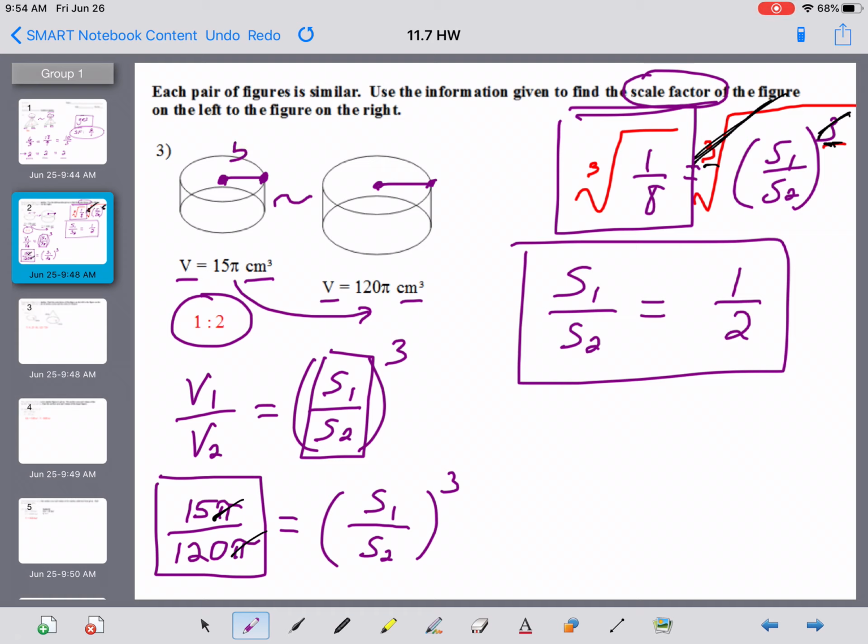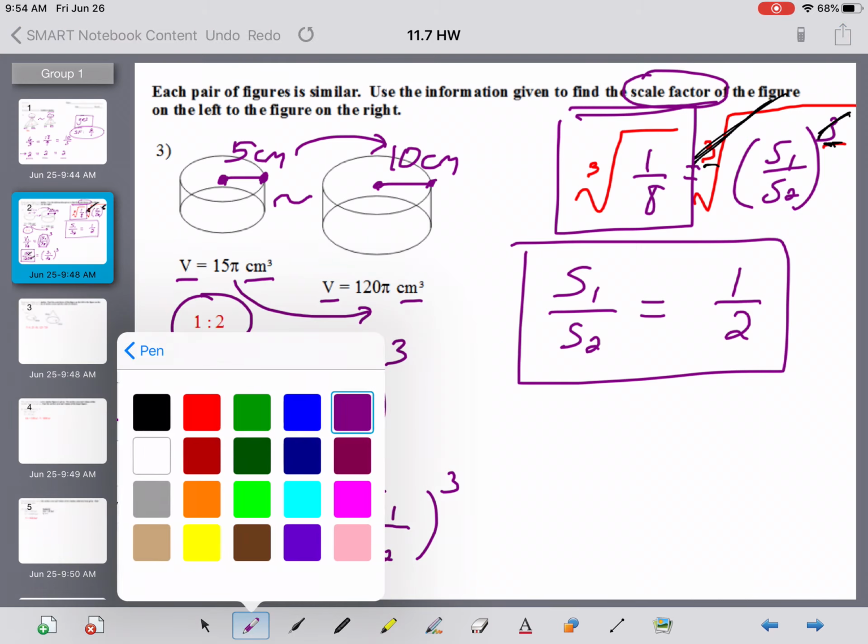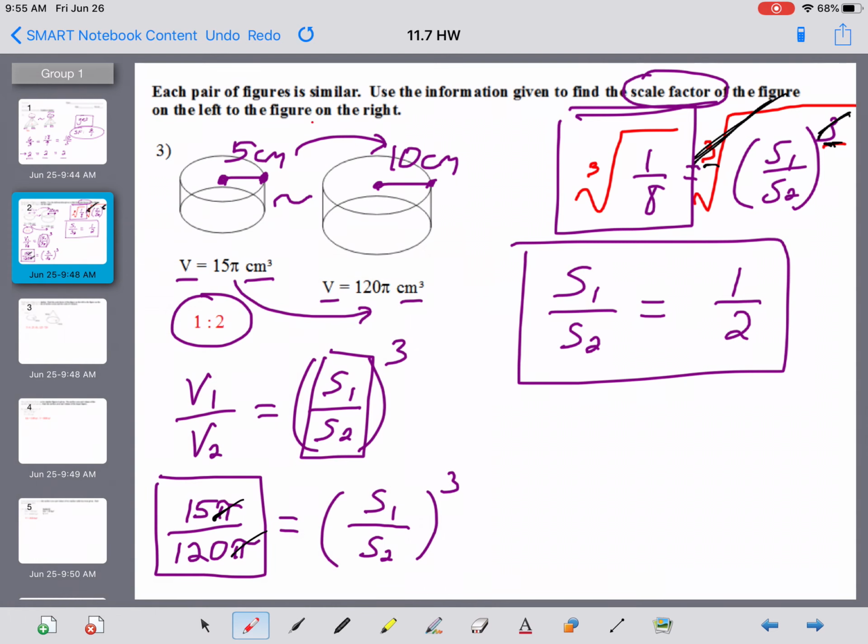So maybe this piece right here has a length of 5 centimeters, then this one over here on the right would be 10 centimeters. So the radius, the length, is twice as big. In fact, let me just show that real quick. What's happening here is that the radius is times 2, but the volume is times 8. That's because 8 is the cube of 2, and that becomes important right here.